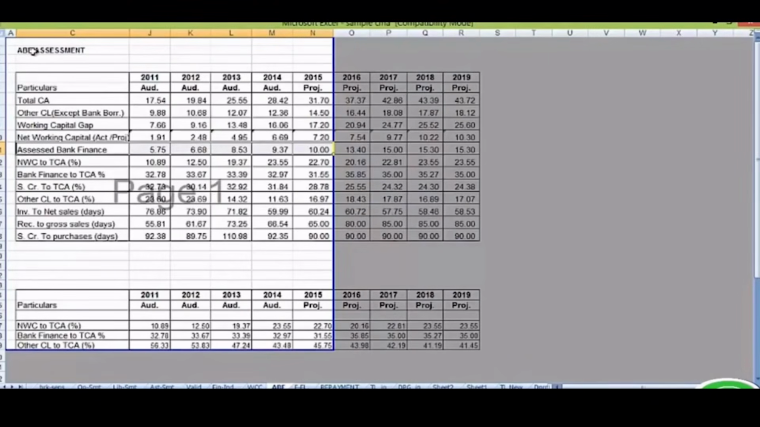This sheet is very important because it is going to tell how the company has financed its current assets, what is the combination, how much is from net working capital, how much is from bank finance, how much is from sundry creditors, how much is from other current liabilities. It is also going to talk about certain critical numbers of days, which is very important in understanding the working capital management of the customer. So this sheet talks about all those, that is ABF assessment.